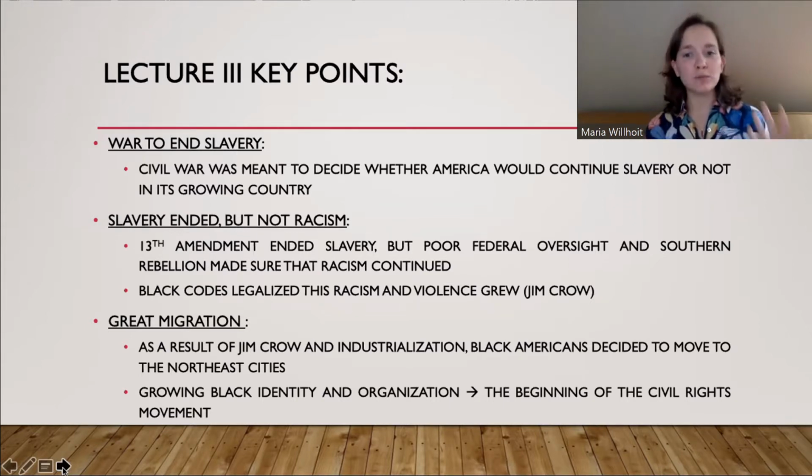And as a result of Jim Crow, as a result of this growing backlash, as I said last lecture, we have a huge Great Migration of Black Americans moving to northeastern cities, even to the Midwest. They're trying to make their lives better. The South, unfortunately, is not making their lives easier. And this is important because there's starting to be a growing Black identity, and more importantly, a growing Black organization in terms of organizing for their freedoms, organizing for cultural purposes, for arts, for education even.